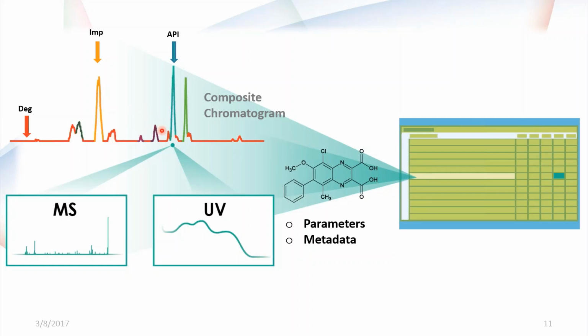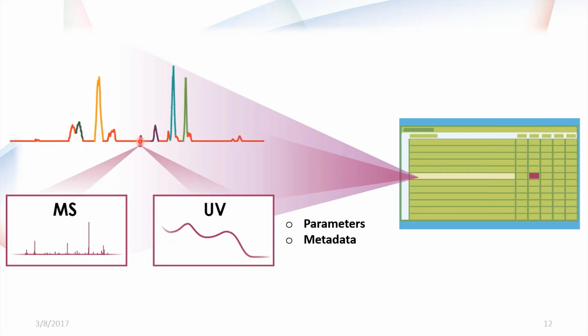So just to give you a little bit more of an idea, we're looking at the API peak right now, but say I was interested in knowing what this tiny little peak was, and I wanted to identify what the mass spectrum and the UV spectrum is for that. Simply clicking on that peak or selecting it in the table displays the mass spec and the UV spectrum along with the parameters and metadata for that peak. So as you can see, this is essentially a multi-dimensional collection of information that stores all the mass spectral information and UV information for this injection.